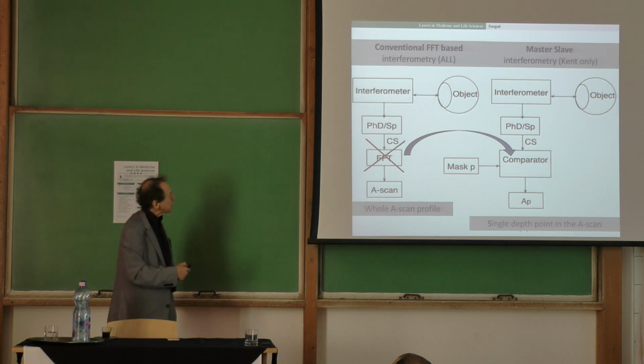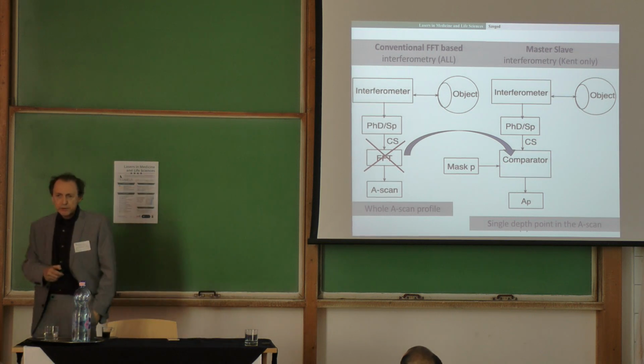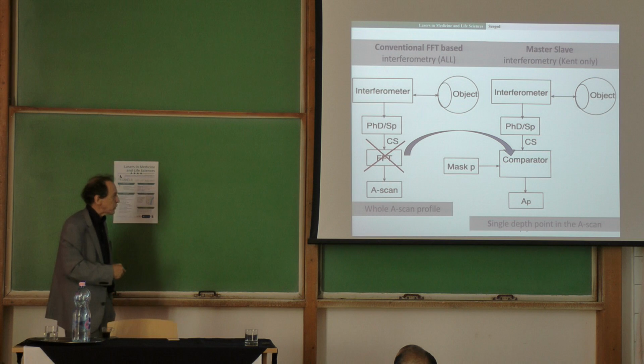So the conventional technology, as I already explained, used an interferometer, that was the Michelson, photodetector or a spectrometer, which produced the spectrum. We generated the FFT of the spectrum and produced the A scan. We don't do this anymore. That has all sorts of disadvantages, which I explained in our papers if you have time to read.